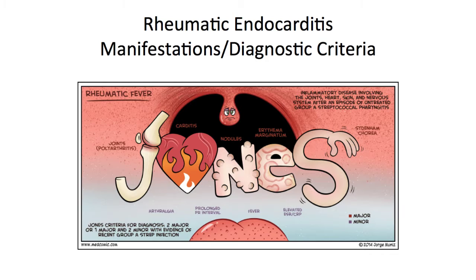The diagnosis is based on the Jones criteria and is divided into major and minor criteria. The major criteria includes polyarthritis, carditis, nodules often on the hands, erythema migrans, and shaking or chorea. The minor criteria includes arthralgia, prolonged PR interval, a fever, and an elevated erythrocyte sedimentation rate or C-reactive protein.